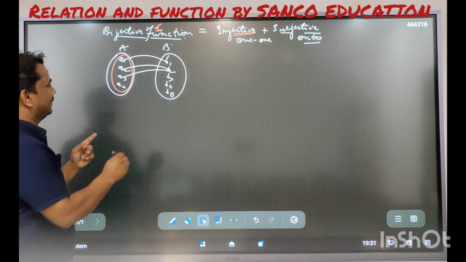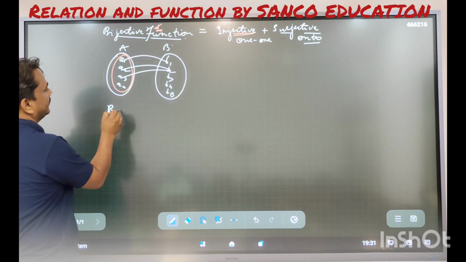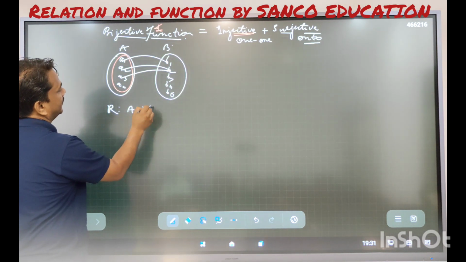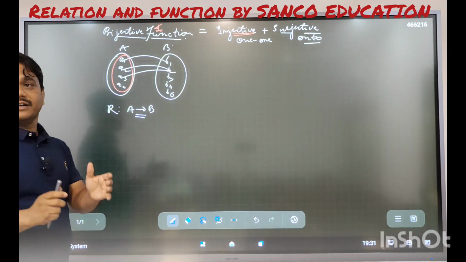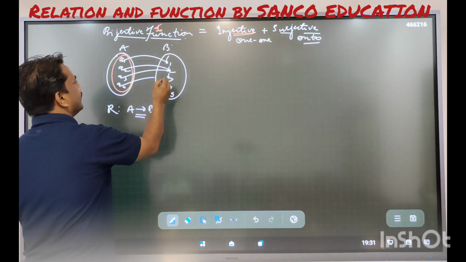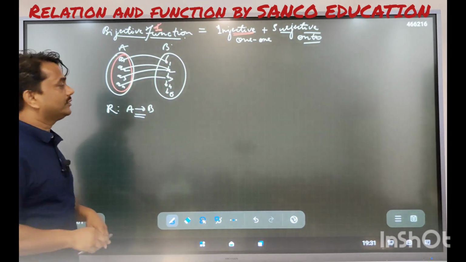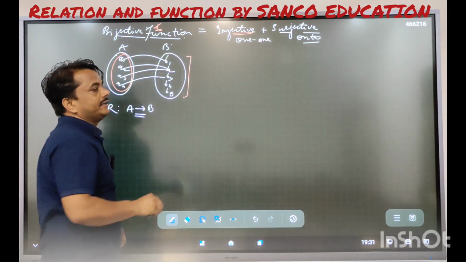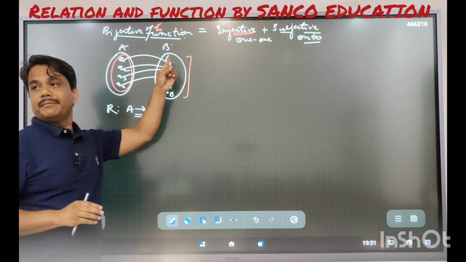Now, is the mapping relation from A to B a function? No, it's not a function. Why? Because A4 does not have an image. If A4 had an image here, then it would become a function. So sir, what about B? For defining a function, we don't look at the members of B.